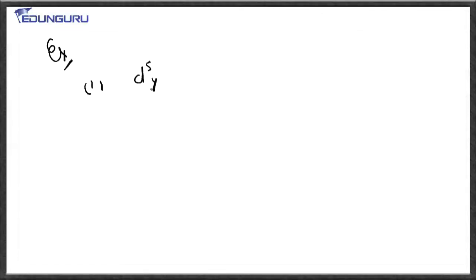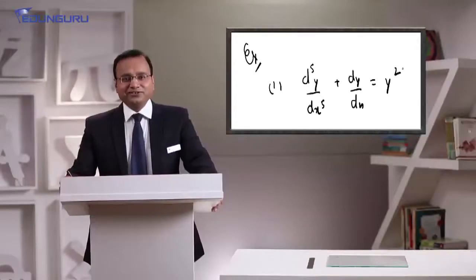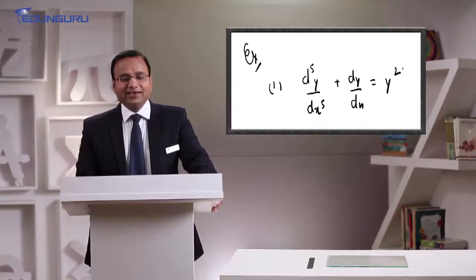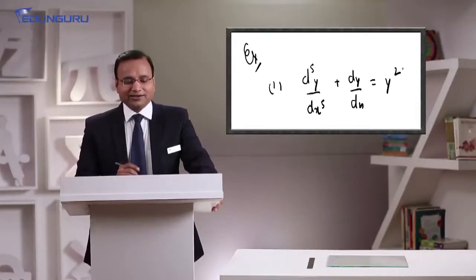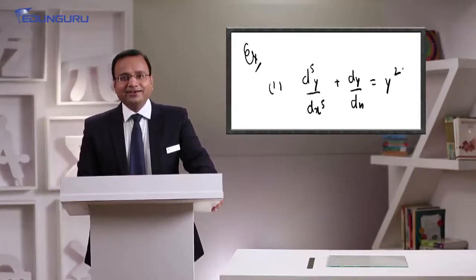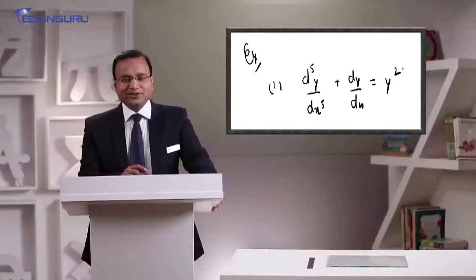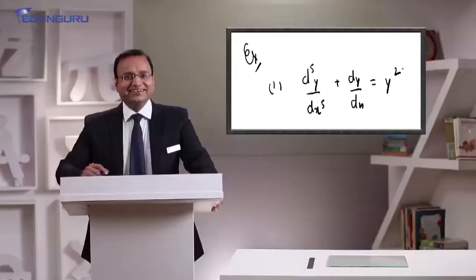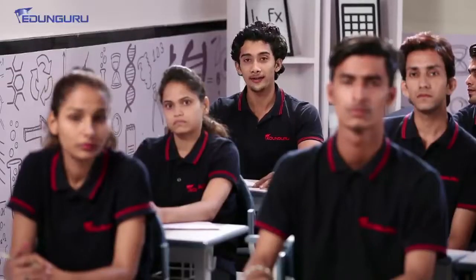It is d5y by dx5 plus dy dx equal to y square. My differential equation is d5y dx5 plus dy dx equal to y square, and I am interested in knowing what is the order and degree of this differential equation. So I'll ask Rohit, what is the order and what is the degree of this differential equation? Yes, Rohit. Order is 5 and degree is 1.